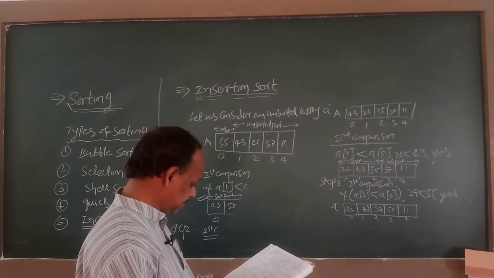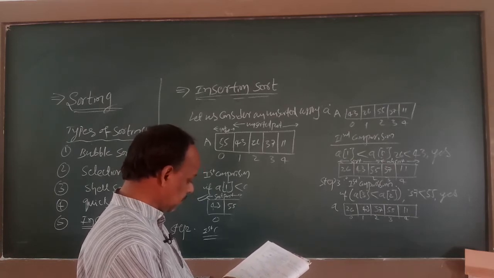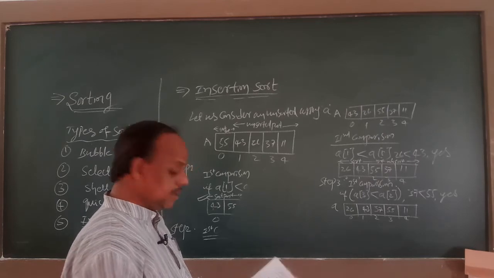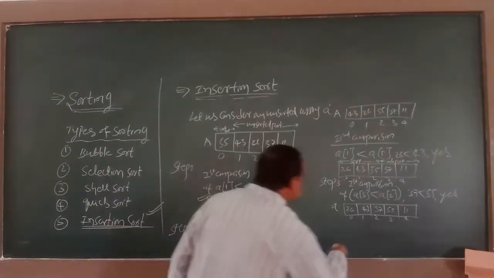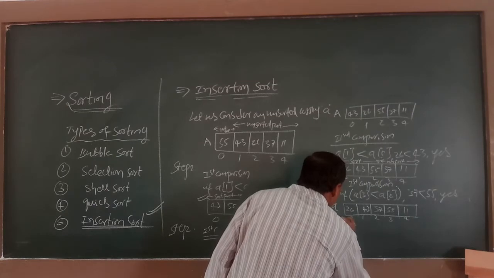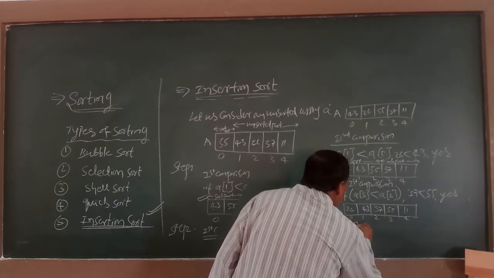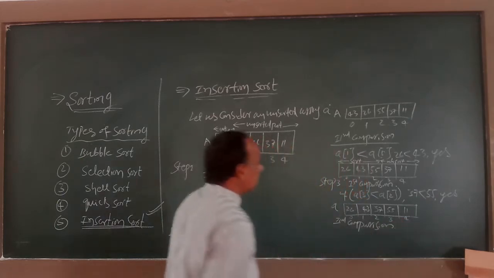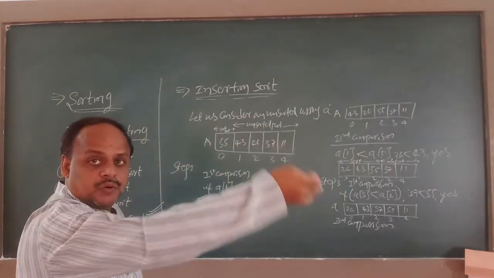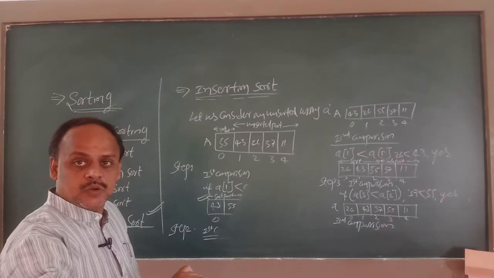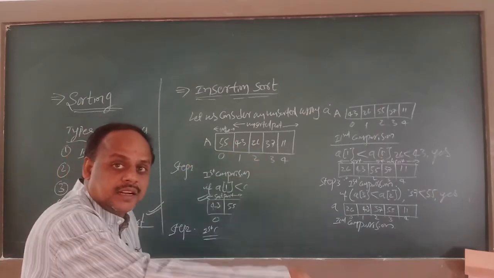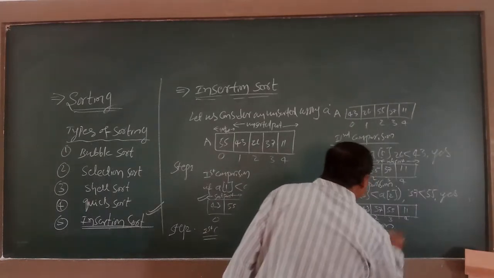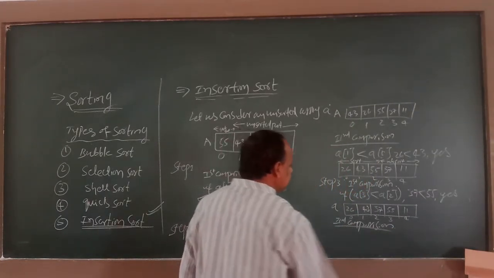43, 37, 55, right? Next, second comparison. Second comparison means fourth element and third element is over. Now consider third element and second element. Second comparison means third element and second element.